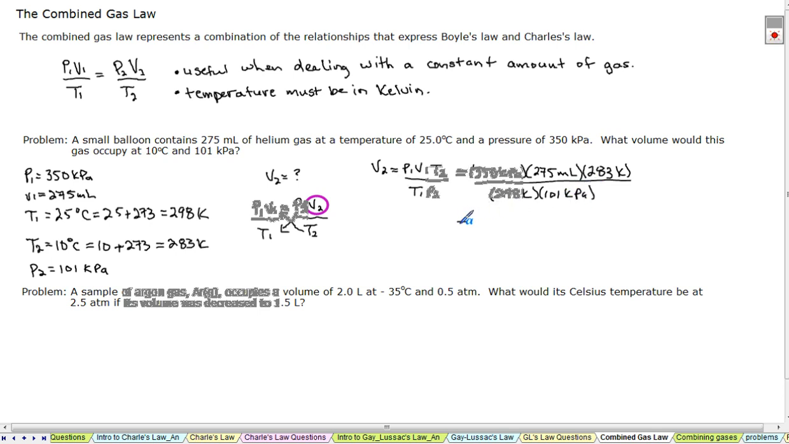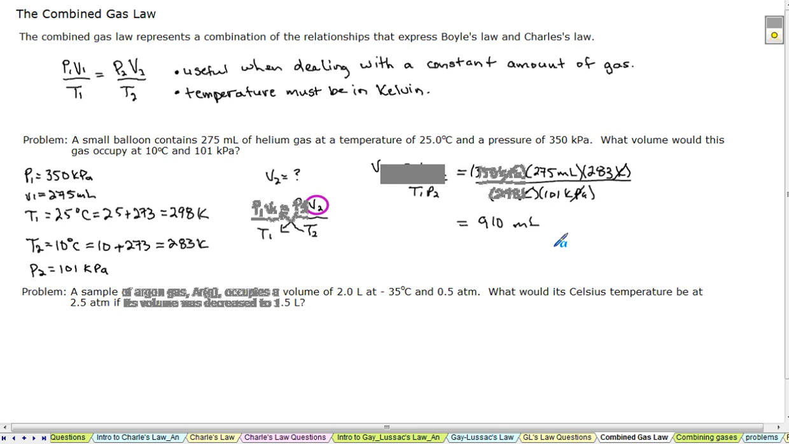And we get our final answer. And of course, our kelvins cancel out, our kPa's cancel out, and the unit that you should be left with, of course, is milliliters. And we get 910 milliliters.